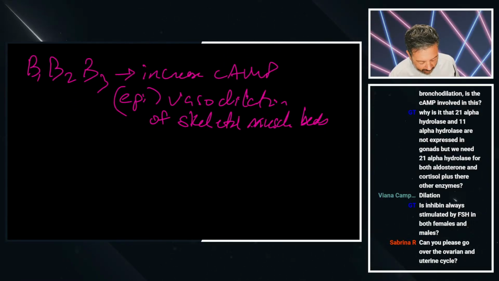And why is it that 21 alpha hydroxylase and the 11 alpha hydroxylase are not expressed in gonads? So they're not there because we need them in the adrenal cortex so that it can make our aldosterone and cortisol. That's just the function of the gonads, is to just make testosterone and the estrogen. Don't have the enzymes there. You want all the products of all the steroids to go to estrogen or the testosterone. So they're only located in the adrenal cortex because that's where those enzymes are located.